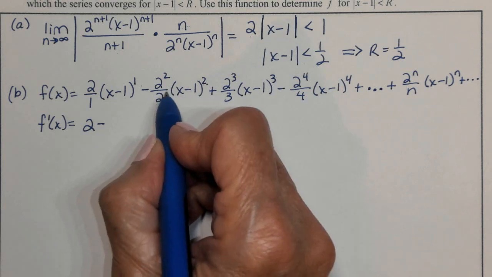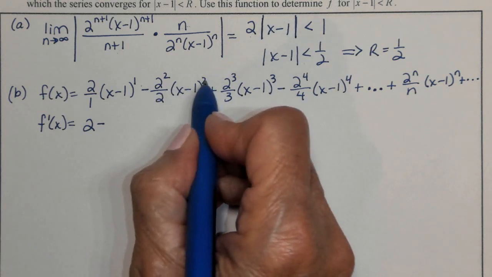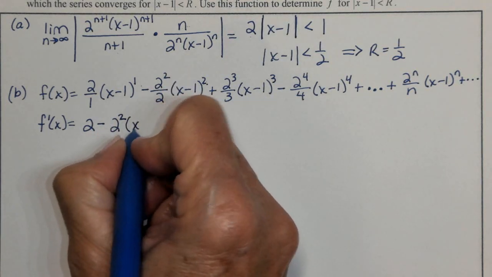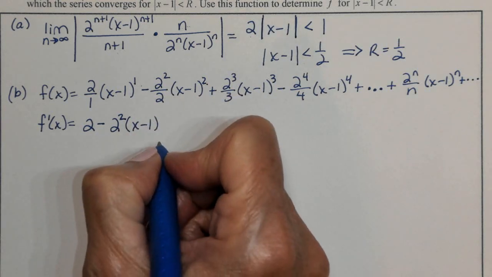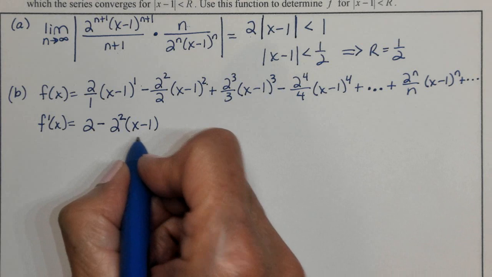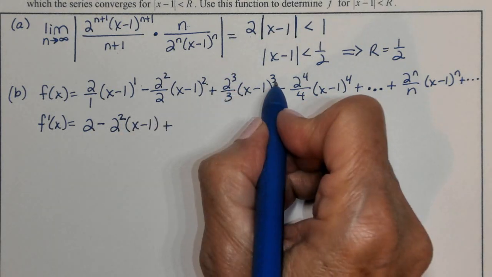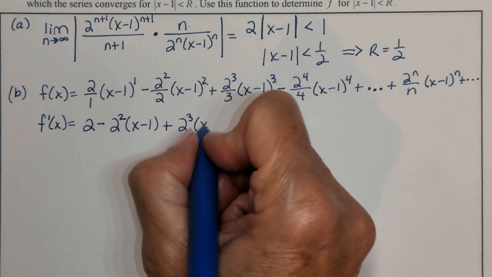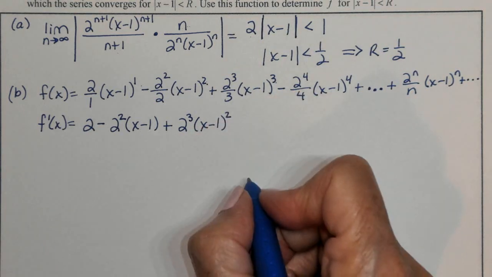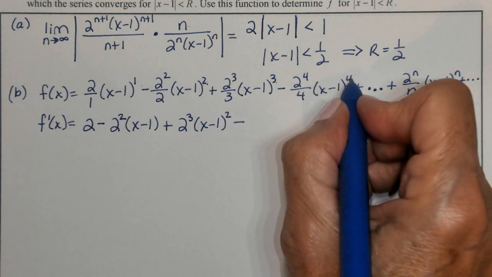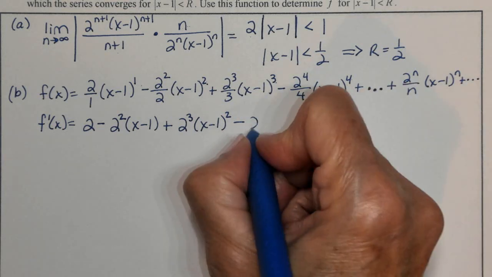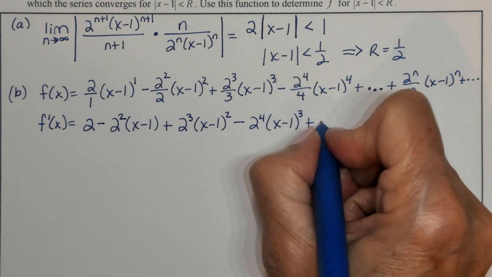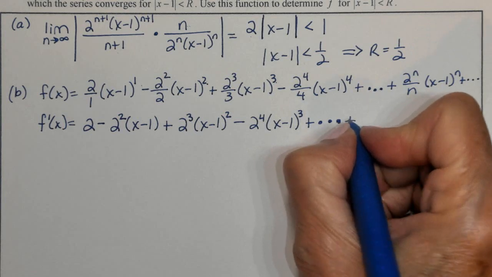When I multiply 2 times the front, it will reduce with this 2 right here. I'll be left with 2 squared times x minus 1 to the first power times the derivative of the inside, which is just a 1, plus 3 times the front. The 3's reduce out. I have 2 cubed x minus 1 squared minus 4 times the front. The 4's reduce. 2 to the fourth x minus 1 cubed, plus on and on and on, plus.